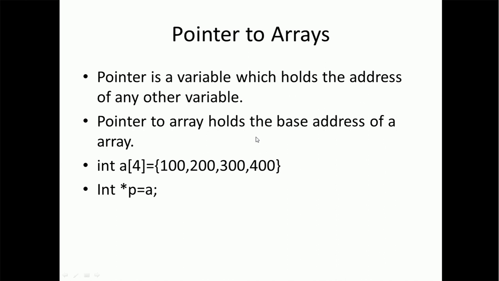Here an example is given of how to declare a pointer to an array. This is int a[4], a normal array variable a with maximum size 4, and the values 100, 200, 300, 400 are stored inside this array. There is one pointer variable which is pointing to the array a, because this pointer is holding the starting address, the base address of the array a, or you can say the address of the first element of the array a. So p is a pointer to the array.